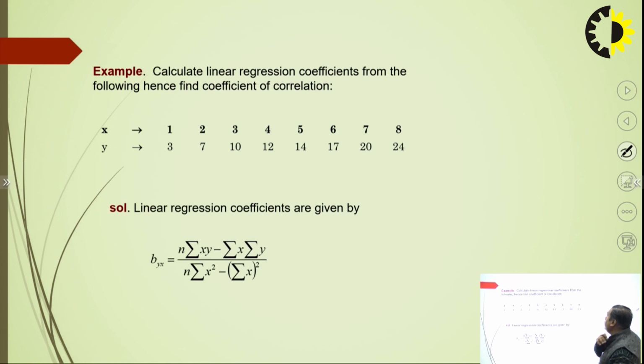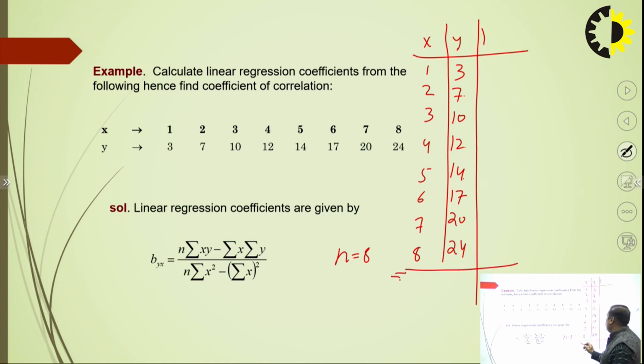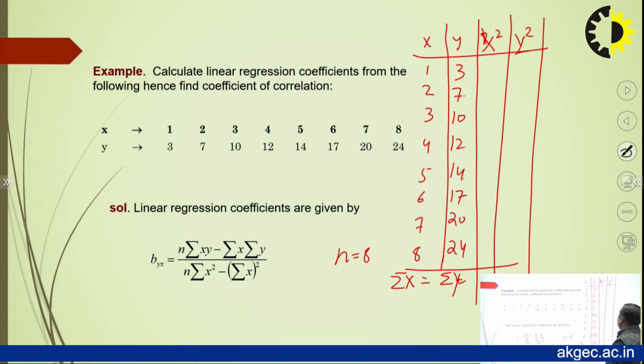Now let us take the linear regression coefficient if x and y are given. The values of x are 1, 2, 3, 4, 5, 6, 7, 8. The number of terms is n equal to 8. Y are 3, 7, 10, 12, 14, 17, 20, 24. We have to find out sigma x, sigma y, and calculate x square, y square, xy.